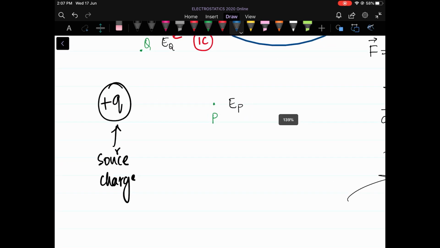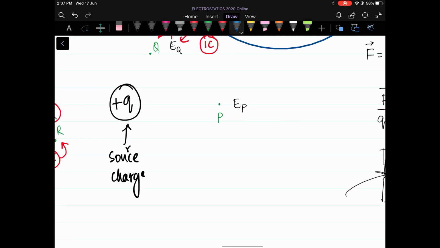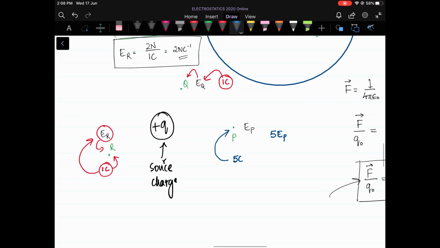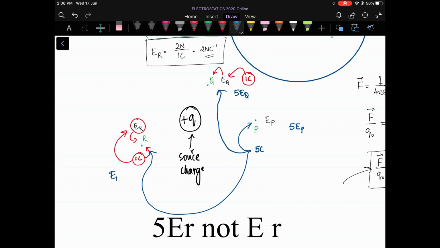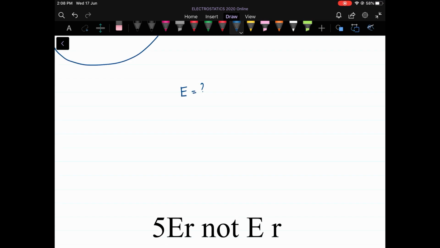So if I ask you now, what will be the force experienced by 5 coulombs of charge when I keep it at this point, your answer should be 5 times EP. If I keep that 5 coulombs of charge at this point, the force experienced by that 5 coulombs of charge will be 5 times EQ. And if I keep this 5 coulombs of charge at this point, the force experienced by this 5 coulombs of charge should be 5 times ER. So to wrap up, what is electric field or electric field intensity?